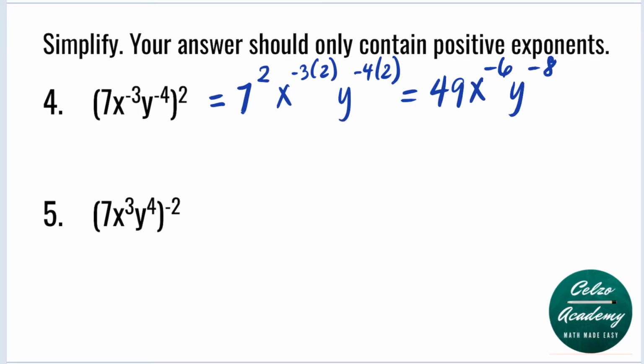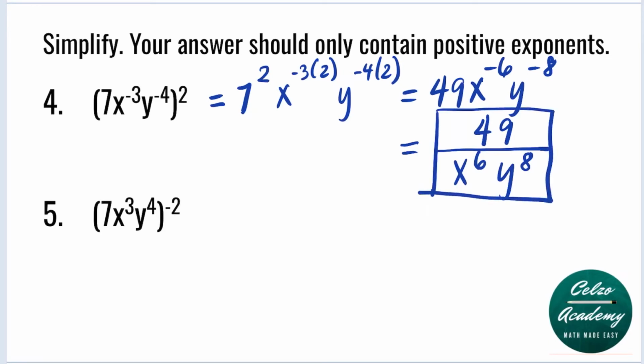Now let's simplify this by making the exponents positive. Using the negative exponent rule, x to the power of negative 6 needs to move below, and that turns into x to the power of 6. Now we need to move y to the power of negative 8 below, and that turns into y to the positive 8. What do you think is the numerator? We still have 49, so the 49 remains on top, and the answer for number 4 is 49 over x to the 6 y to the 8th.